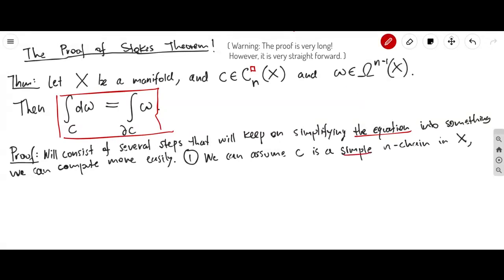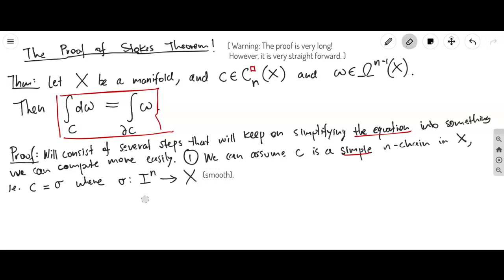Well, recall the definition of an n-chain is a formal sum of mappings. So a simple n-chain is when you just have one. So in other words, C is equal to sigma, where sigma is just a single mapping from the n-cube into your manifold X. This is a smooth mapping, by the way.